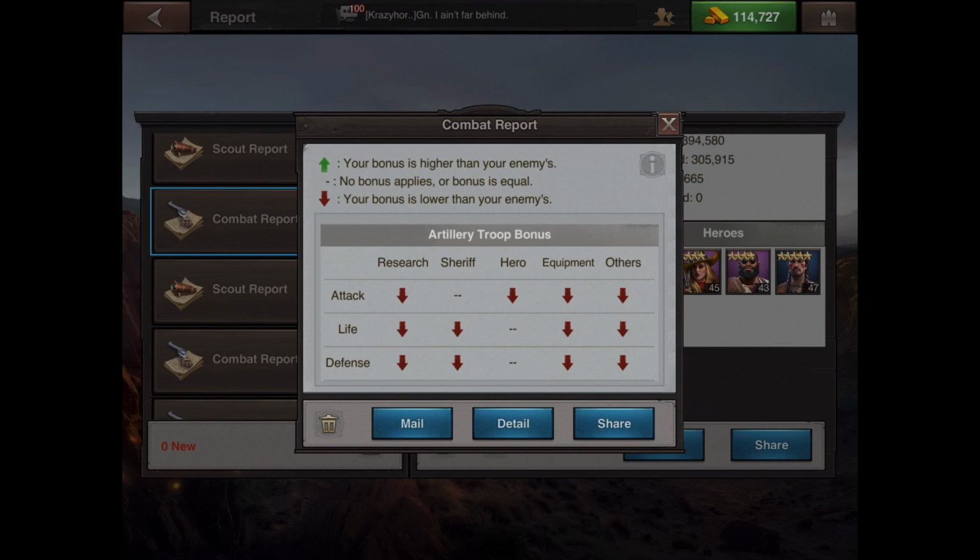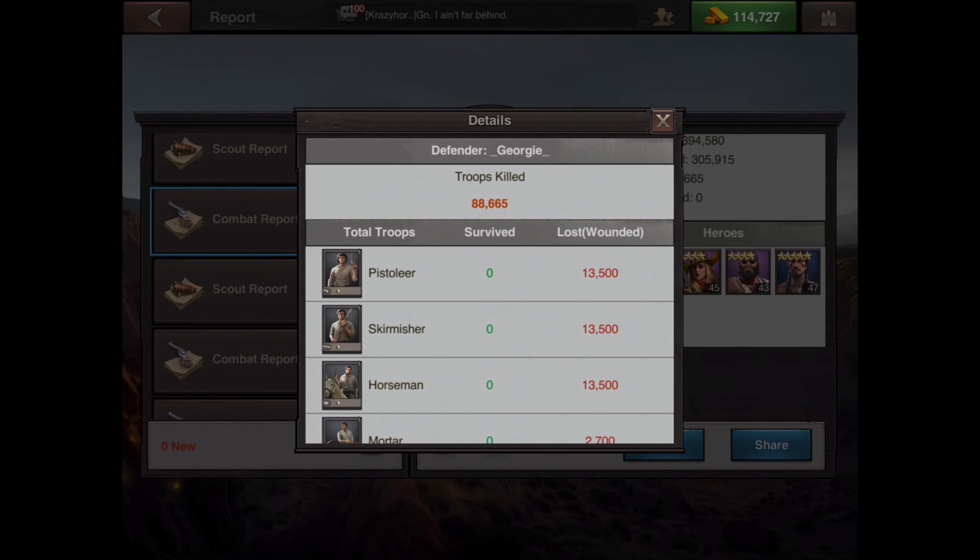Now, at the very bottom of this page, you can delete this report, you can mail it to someone specific, or you can share it to your alliance chat. All right, we're going to click on the detail button, and we're going to go over all of these.